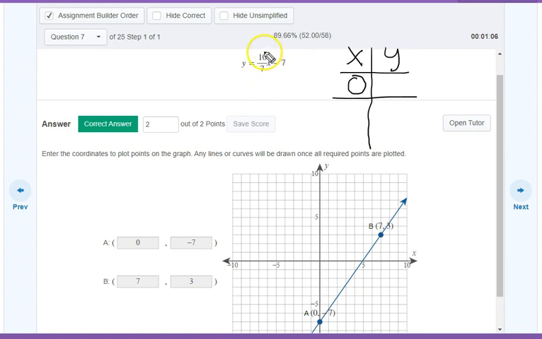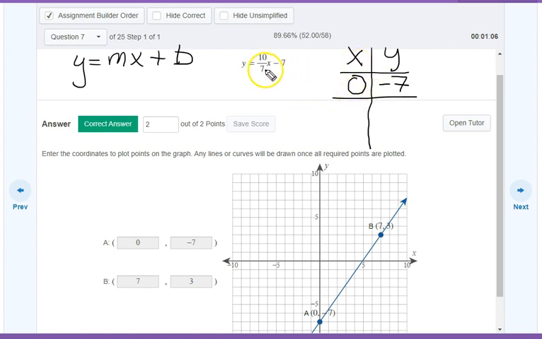And if x is a 0, this is in slope-intercept, y equals mx plus b. So if x is a 0, this times 0 is 0. So y is a -7. That's where they got this first point over here. All right, now what other value?